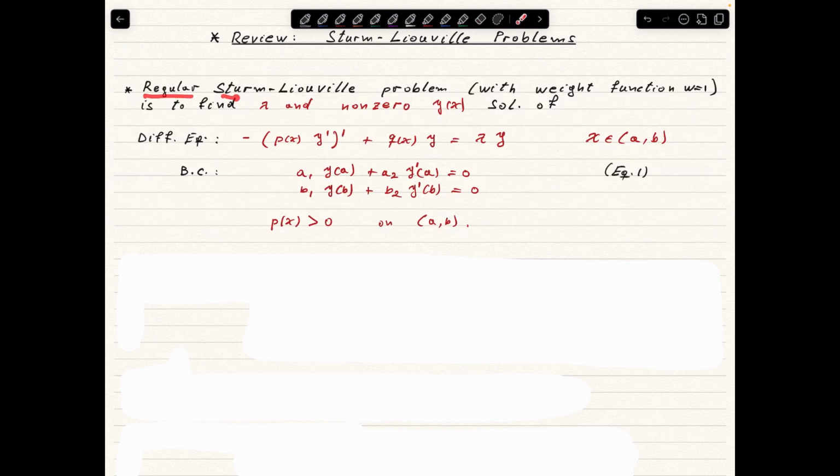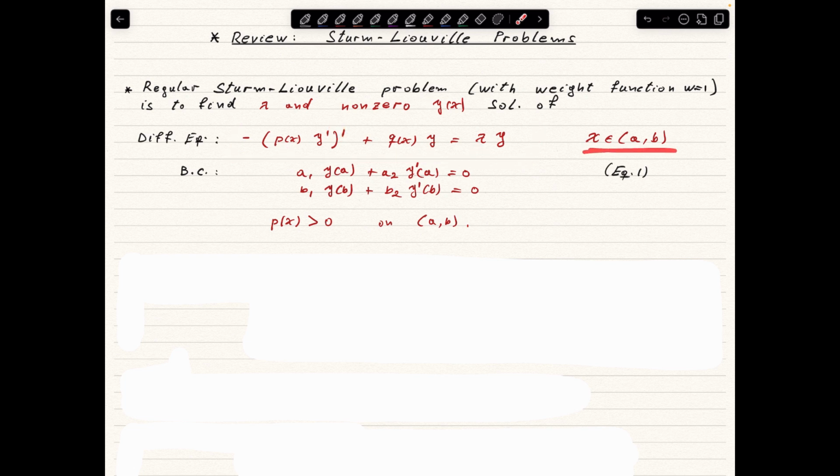A regular Sturm-Liouville problem, here we are using a weight function equal to 1 in all our videos, is to find a number lambda and a non-zero function y of x, solutions of this differential equation subject to these boundary conditions. So the differential equation is a second order linear differential equation for the function y. Here is the number lambda, the eigenvalue that we are trying to find.